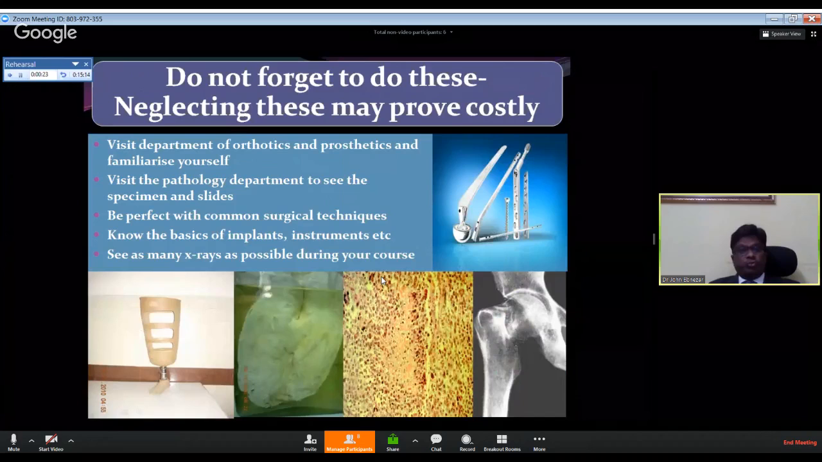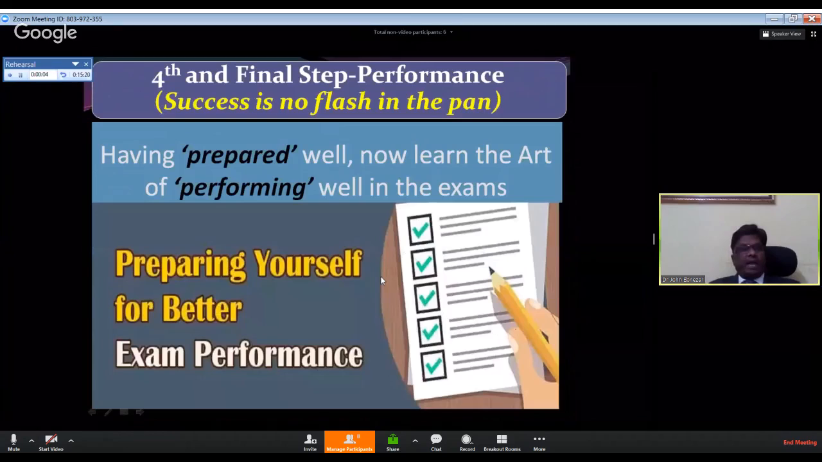The fourth and final step is your performance. Success, as I told you, is no flash in the pan. Now you have prepared well. You have planned well. Now learn the art of performing well in the exam. Preparing yourself for better exam performance. How do you do that?